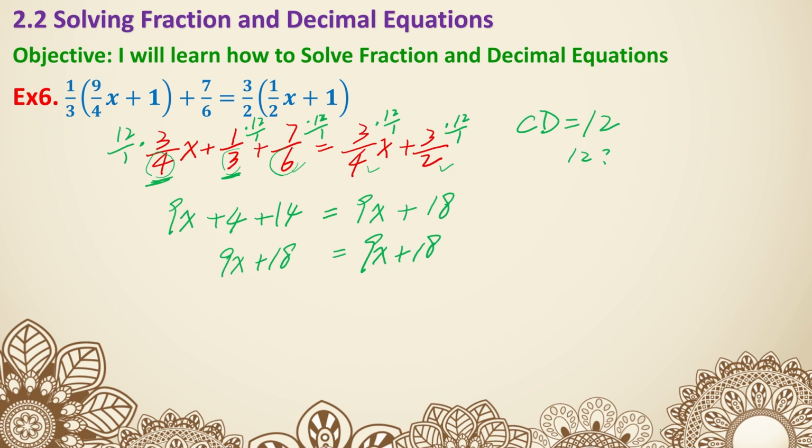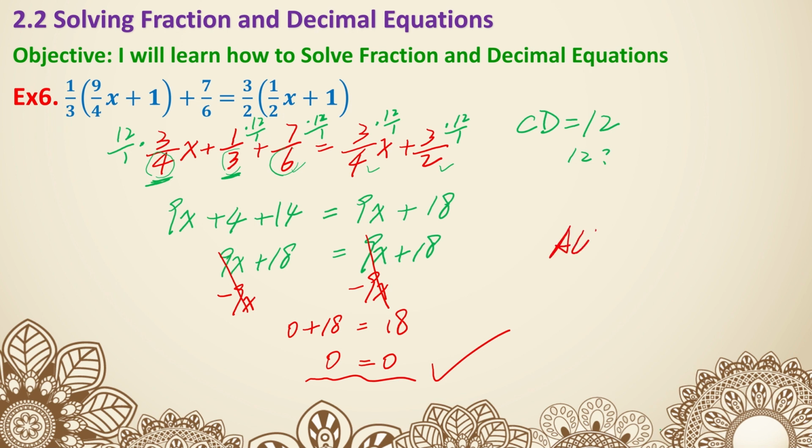Well, if I start moving things around, subtract 9x on both sides. I got 0 plus 18 equals 18, and if I subtract the 18 on both sides, I got 0 equals 0. So the question is, is 0 equals 0 always true? Yes, it is. So in this case, that means any number would work for x. So my answer would be all real numbers.